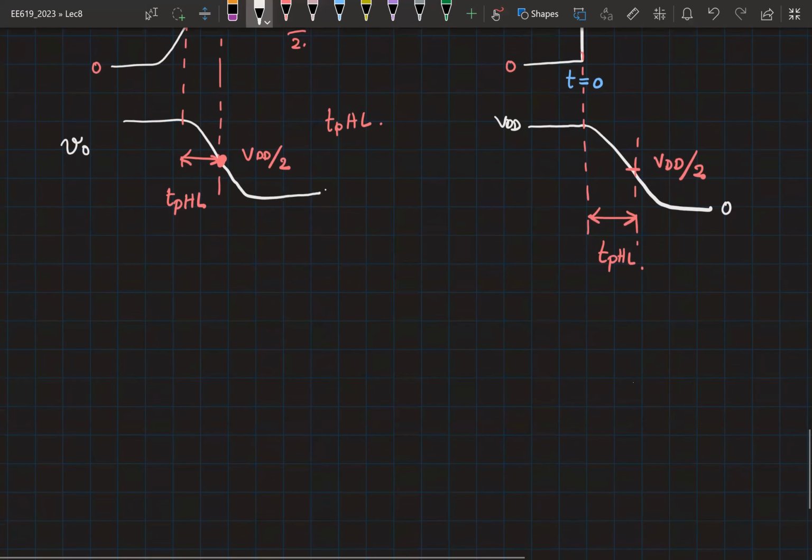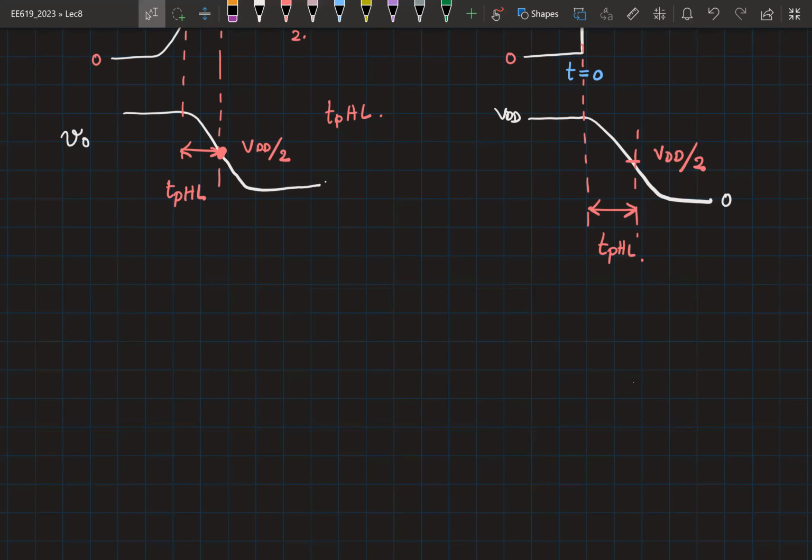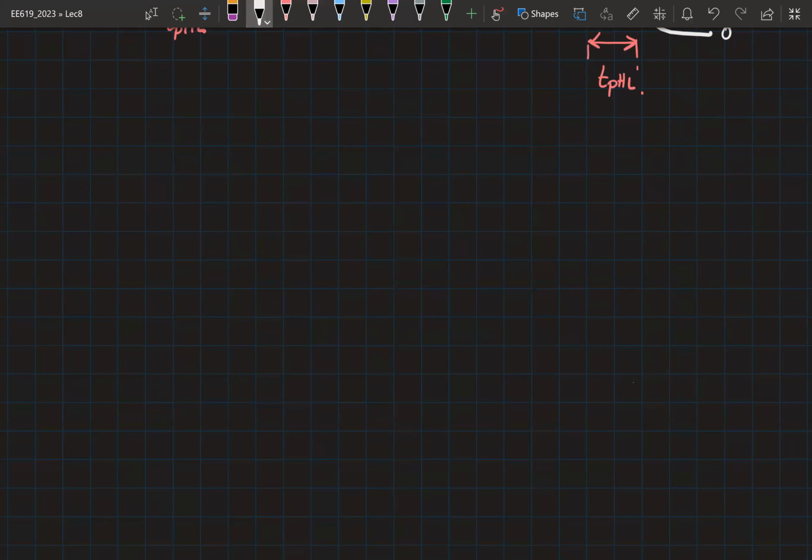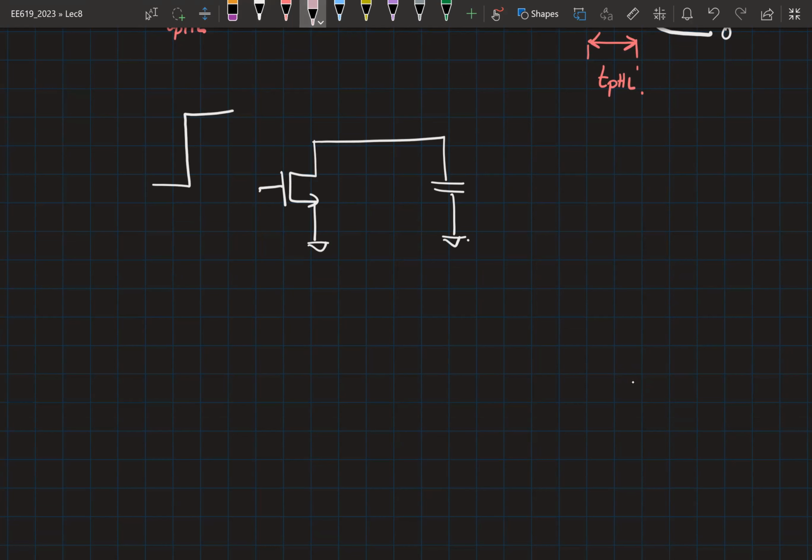Now I had asked you to do the calculation for discharging a capacitor through an NMOS. So the input is as shown here. At t equal to 0, this is going from 0 to VDD. This is my output node V0. And the capacitor VC at 0 minus will have the value VDD. Right? And you are interested in how this V0 is going to discharge from VDD to VDD by 2.